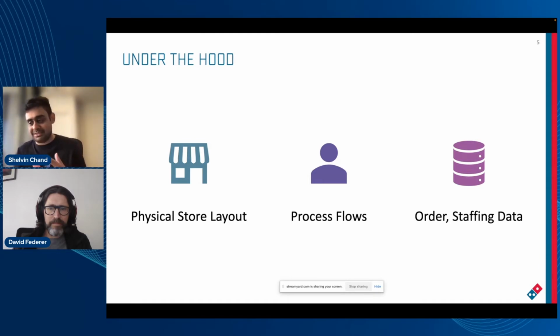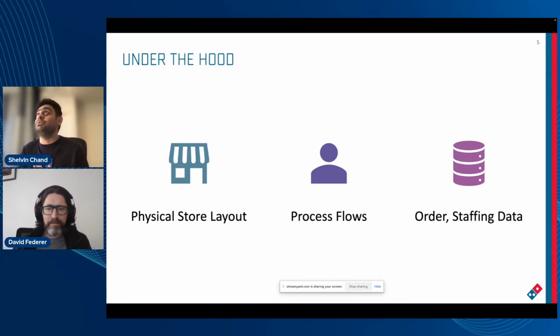And of course, the next important component of our simulation is all of the process flows. This is essentially the underlying logic that dictates how the agents will behave in the simulation environment. So what happens when an order comes in? What are the steps the in-store staff need to follow in order to complete that order? And then, just like in a real physical store, all of the data that would flow into that store also flows into this simulated store. That includes, in particular, all of the order data and all the staffing data.